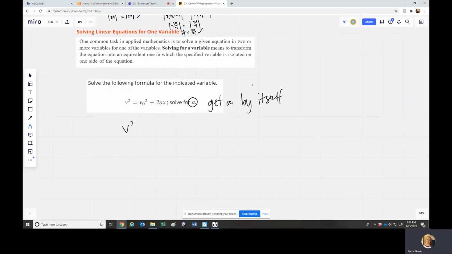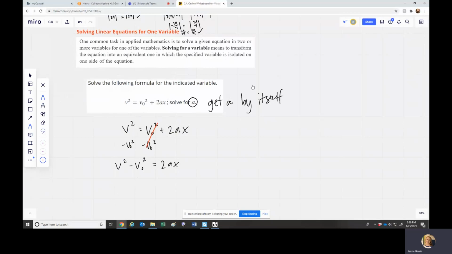Okay, so we have v squared equals v sub 0 squared plus 2ax. All right, so we're trying to get a by itself, so we should start by just subtracting this v sub 0 squared, move it over to the left-hand side. All right, so over here, those cancel.